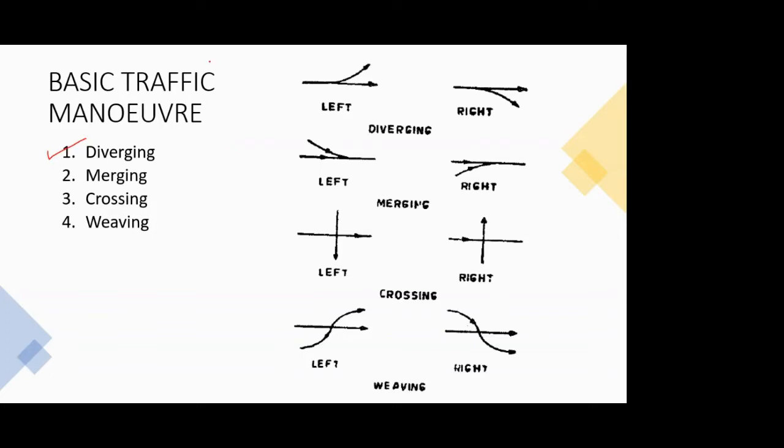diverging maneuver. Traffic maneuvers are nothing but, if I assume that 2 vehicles are traveling from 2 different directions, how will they cross each other, or what will be the interaction between them? So that you can say is a traffic maneuver. Even for a single vehicle, it is how it moves on the road.